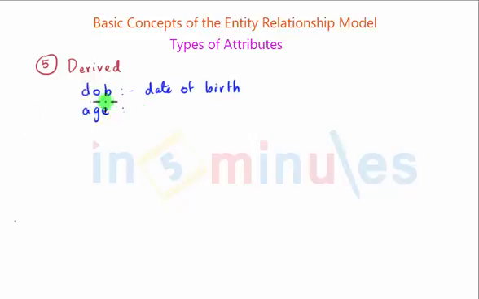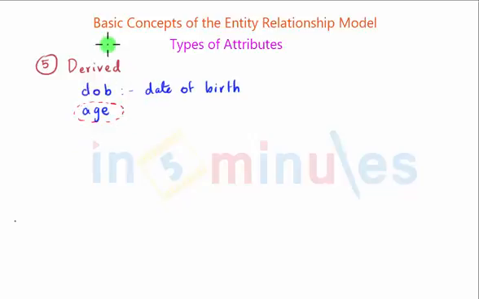So the age of the student in this case is a derived attribute, and we do not actually need to store such attributes in the database, and if we do store these attributes, we mark them specifically as derived attributes.